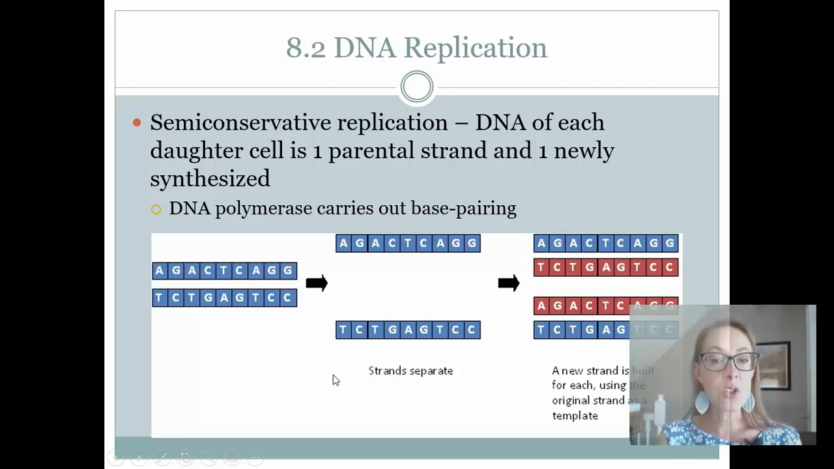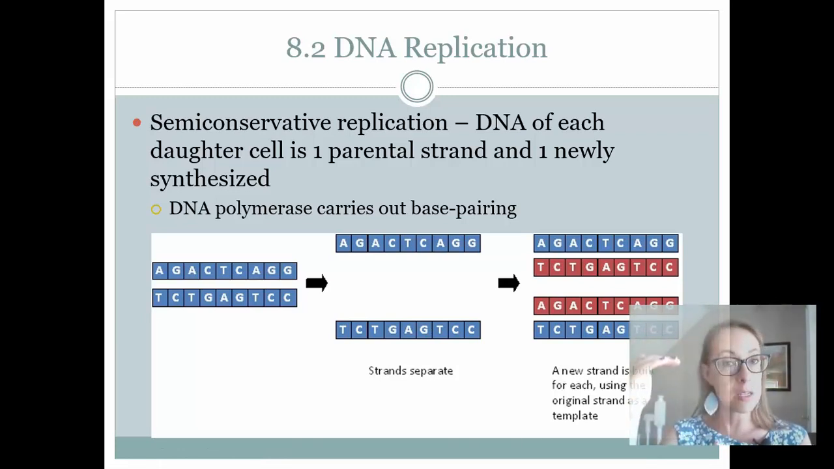Our other parental strand down here, DNA polymerase sees a T and it puts an A, sees a C and it puts a G, a T and it puts an A, so on. And we have this newly synthesized strand down here. This is called semi-conservative because 1 of each parental strands is conserved. It remains in the subsequent copies.